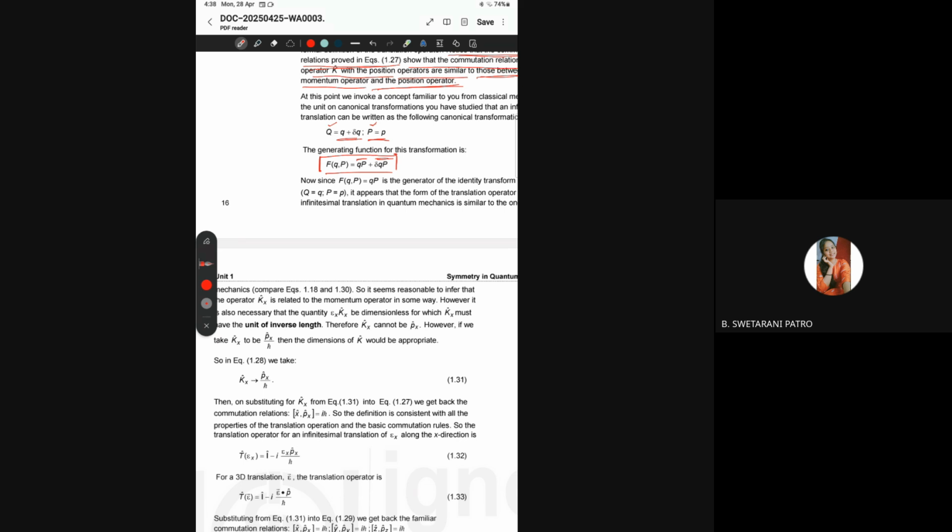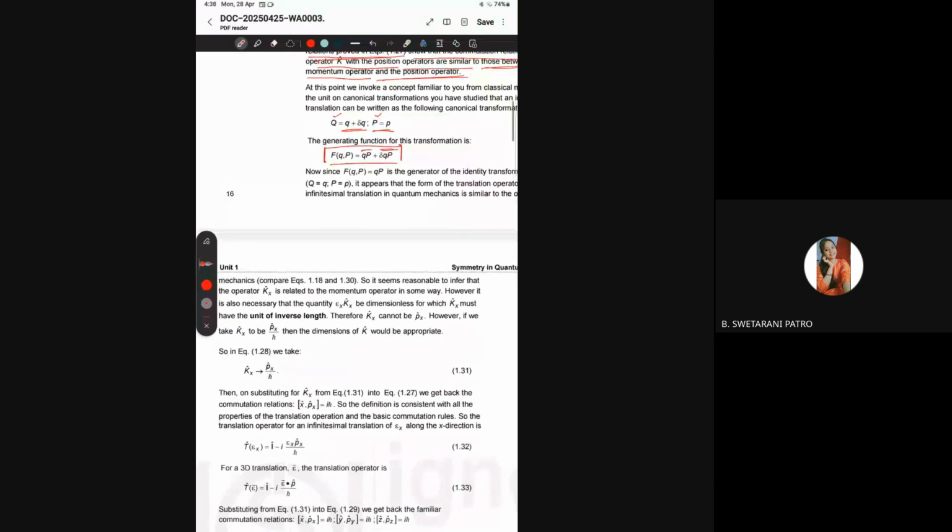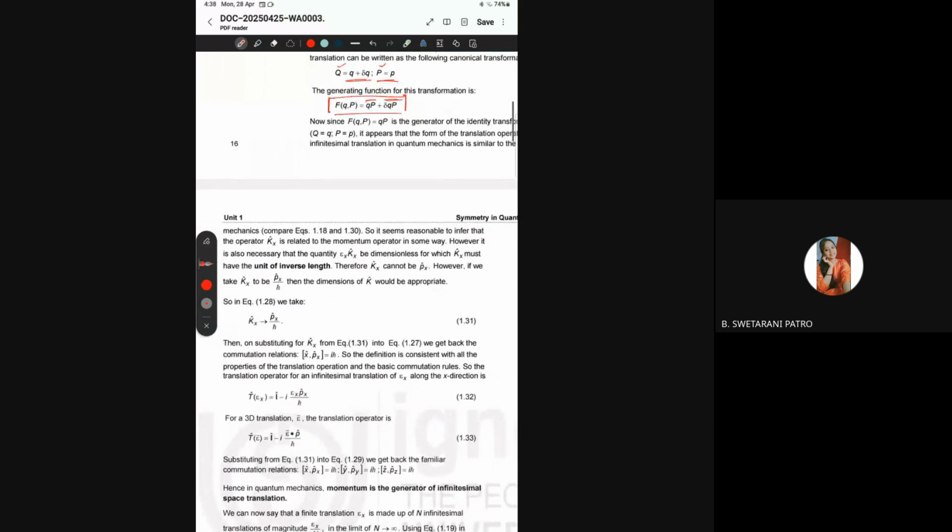All right. Let us start. So let us come to page number 17. It says that it seems reasonable to infer that the operator kx is related to the momentum operator somehow.